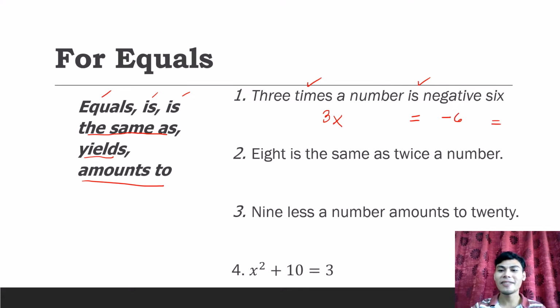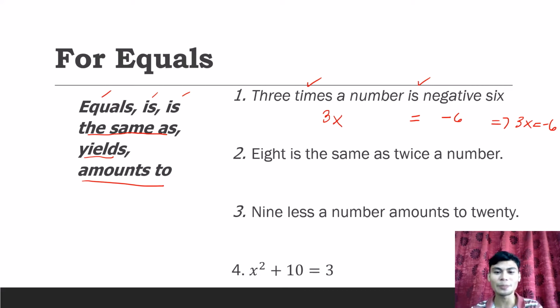And that's it. The final answer is just 3x equals negative 6. Basic. Ganyan. Basta lang, no? Like what I said, dapat alam nyo ang mga key terms na mag-correspond sa yan na operation.